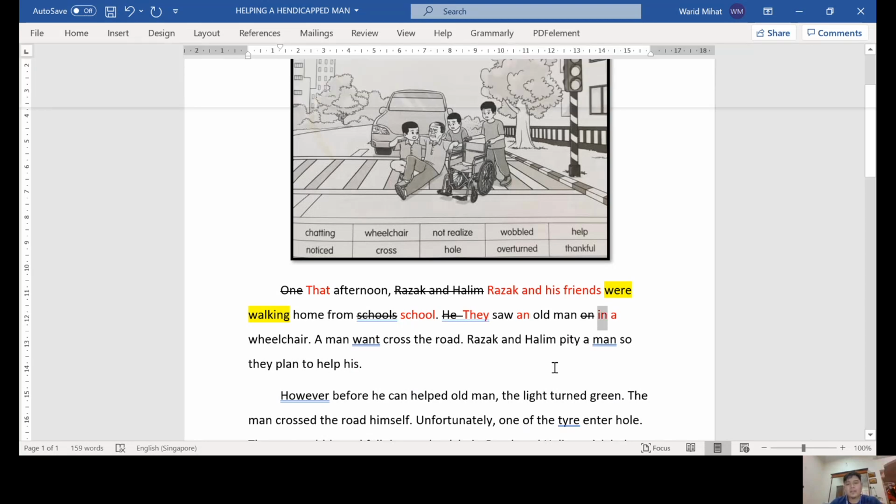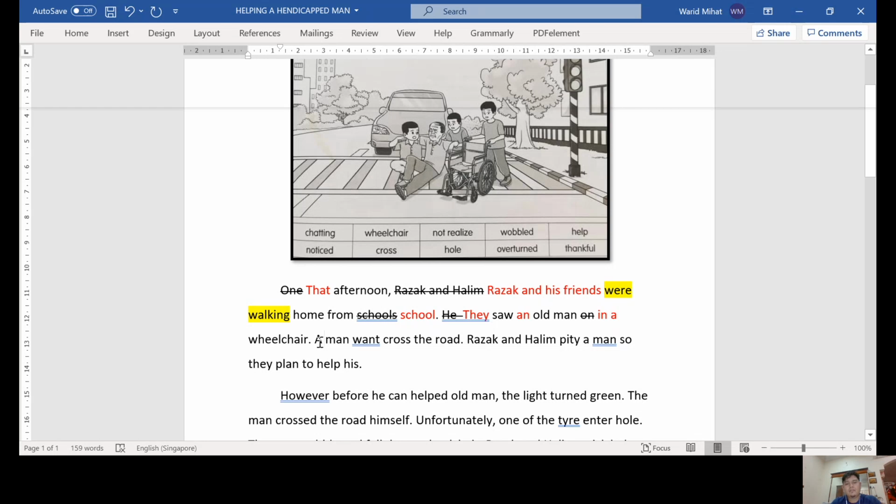So they saw an old man in a wheelchair. Why do we use in? Because the wheelchair has a place to rest the hands. Armrest. Any chair that has a place to rest the hands, like the sofa at your home. And then like your teacher's chair in the classroom, normally it has armrest, right? So that's also why you have to say the teacher is sitting in his chair rather than on his chair. Alright. So they saw an old man in a wheelchair.